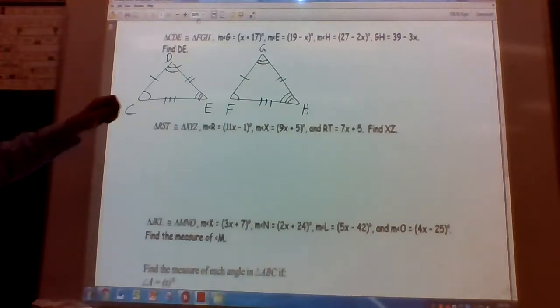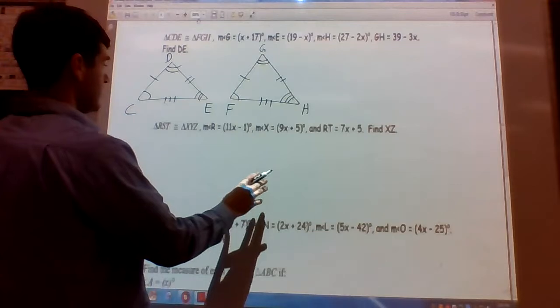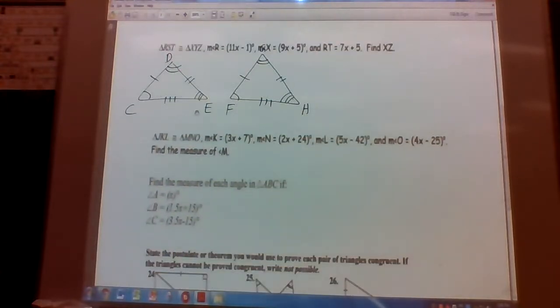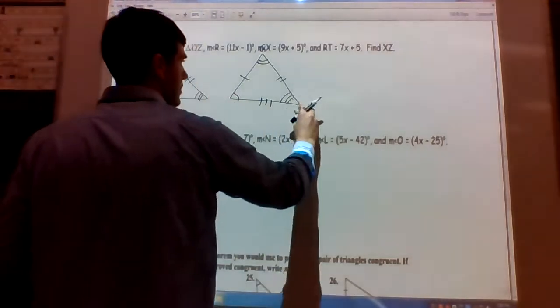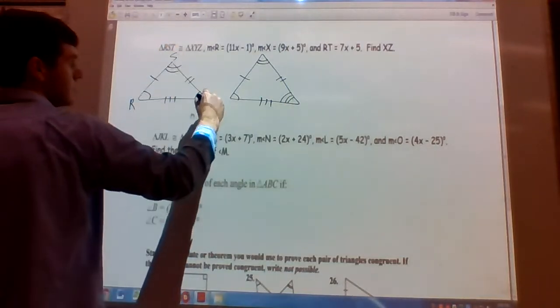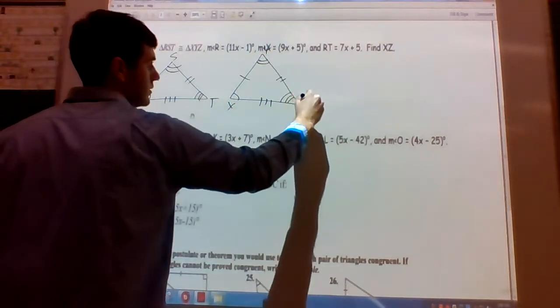The measure of angle G is, that's the one we just did, right? Hold up. Oh yeah, that is the one we just did. Okay. So it's going to be R, S, and T and X, Y, and Z.